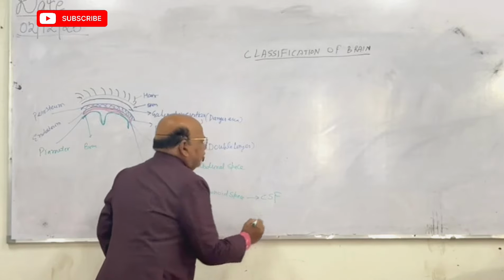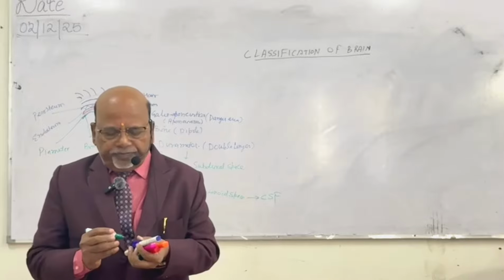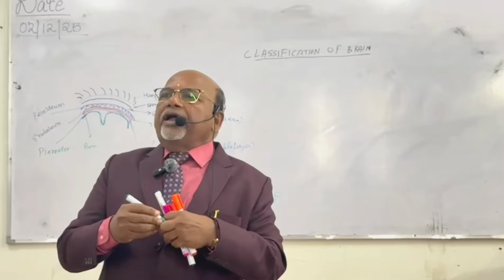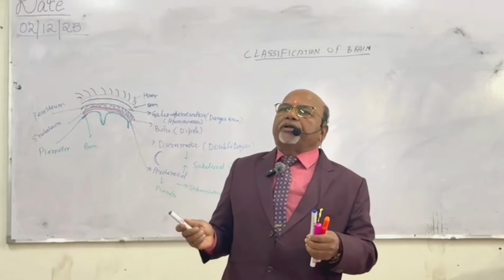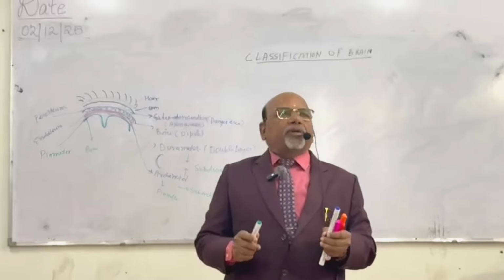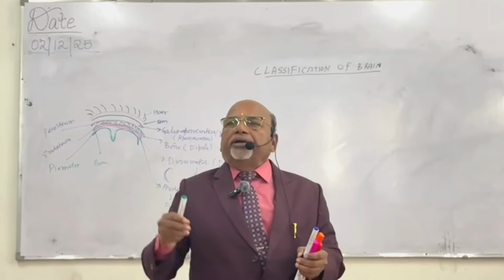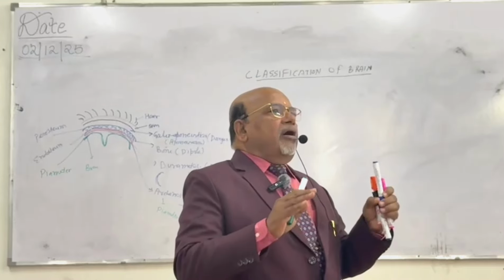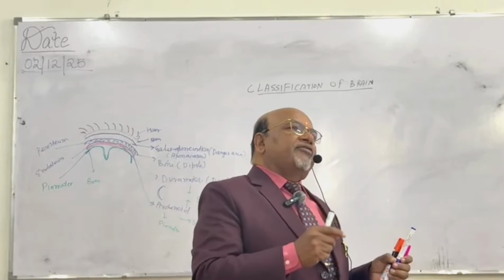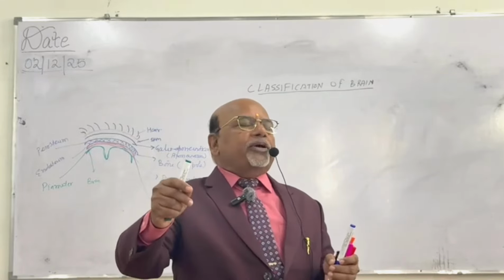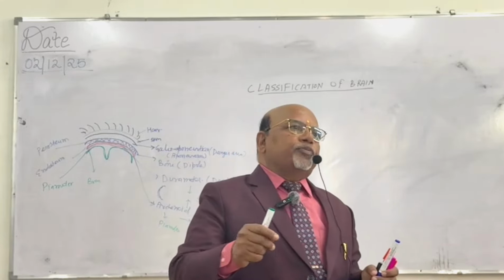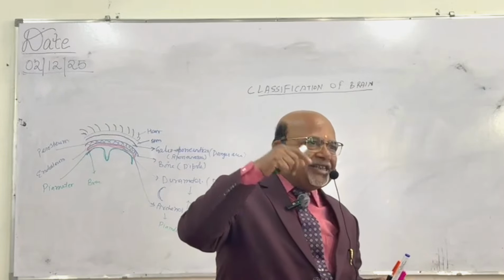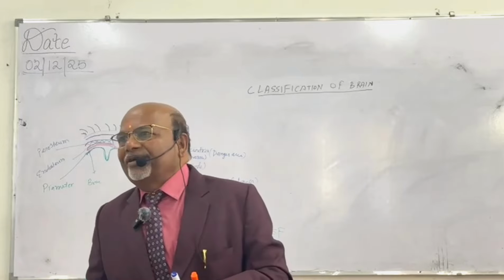CSF is cerebrospinal fluid in the central nervous system. Outside and inside, the cerebrospinal fluid is flowing. It is formed by the choroid plexus and goes inside the brain and outside the brain. Outside, the subarachnoid space has CSF, in continuation with the spinal cord, which also has the subarachnoid space. So outside the CSF is circulating and inside also the CSF is circulating.